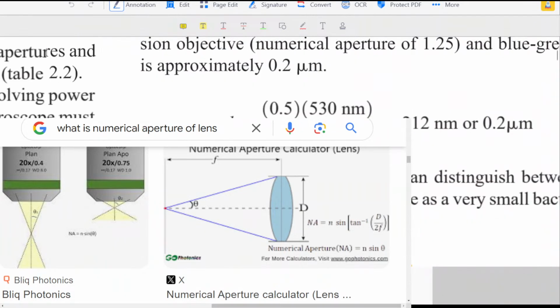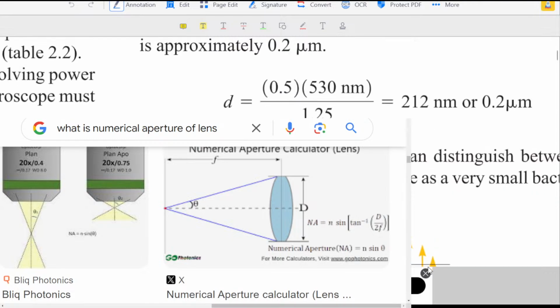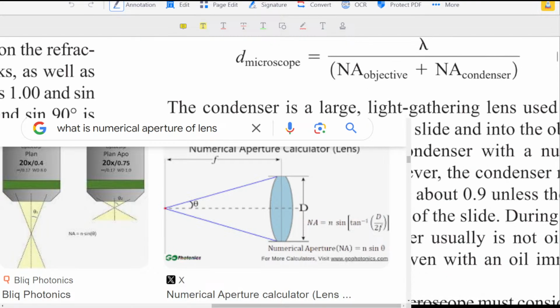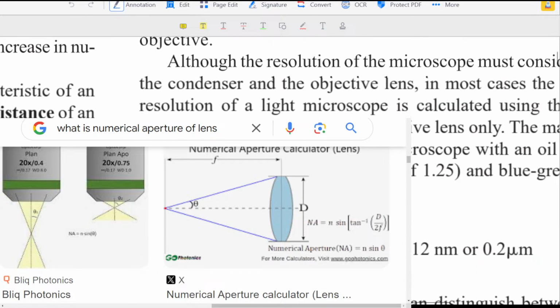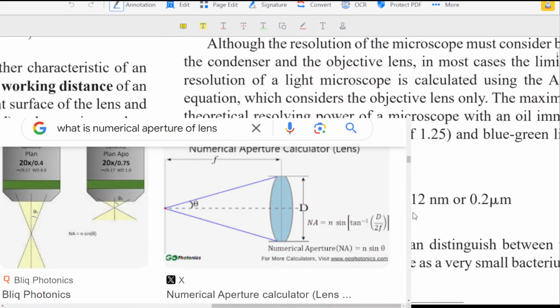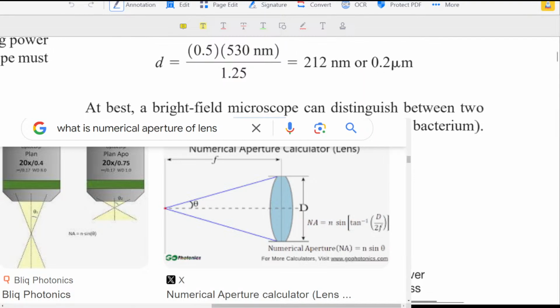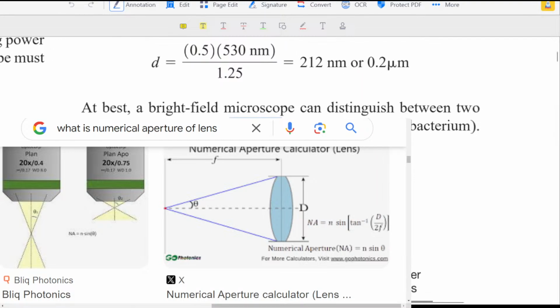So if we calculate the resolving power of the light microscope by Abbe's equation, which is given above, we get 212 nanometers or about 0.2 micrometer resolution. That is the resolving power if we go with the theoretical equation of Abbe, right? At best, a bright field microscope can distinguish between two dots about 0.2 micrometer apart. Alright, so that is its resolving power.